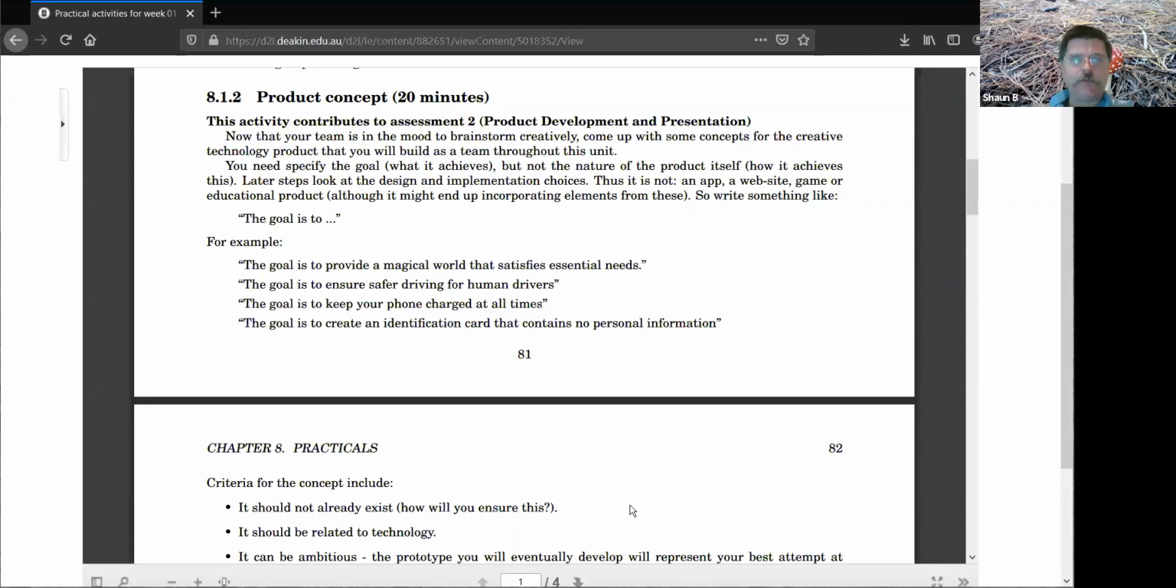So there are a couple of examples given there. Our goal is to provide a magical world that satisfies essential needs. Okay, very broad. We're not worried about how to solve it yet. That's coming up next week. Just get those goals out there at the moment.